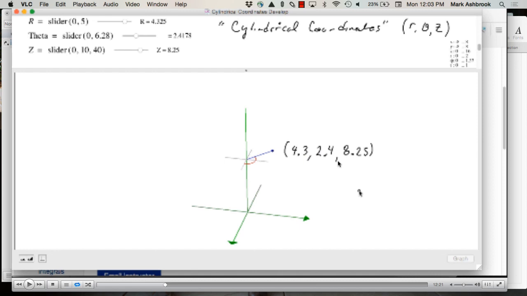Okay, so here's an example of the point 4.3, 2.4, and 8.25. So 4.3, meaning this blue segment right there, is r is 4.3. 2.4 is the number of radians. That's radians swept counterclockwise from the positive x-axis. And then we're up above the xy plane 8.25 units. That's our z value.